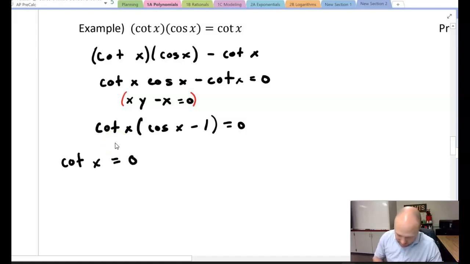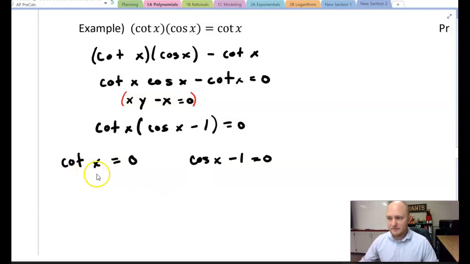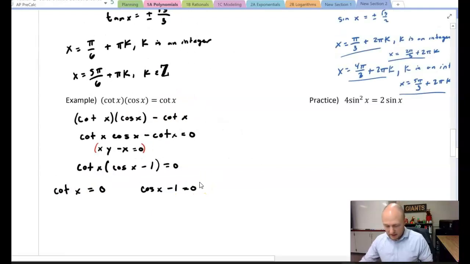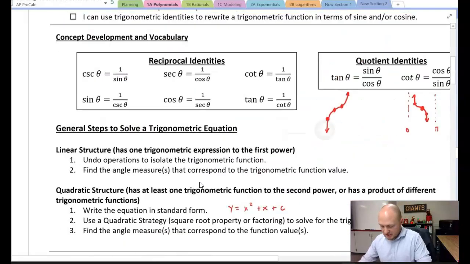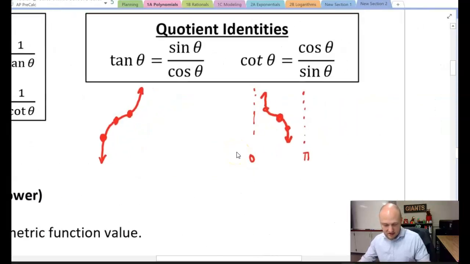I have cotangent of x is equal to 0, and I have cosine of x minus 1 is equal to 0. So, for cotangent of x, I'm going to purely rely on my knowledge of that function and what it looks like. I'll go back up to my initial sketch over here. Hopefully you sketched this with me. When your teacher writes something down, you should write something down.